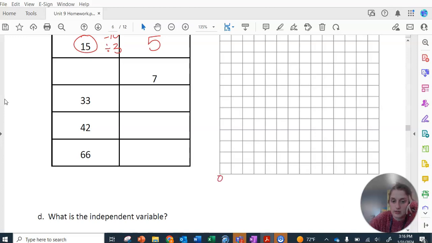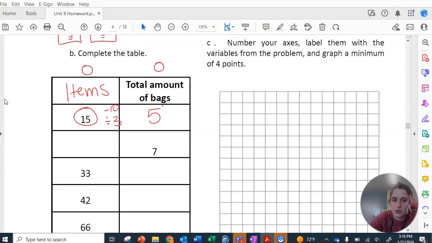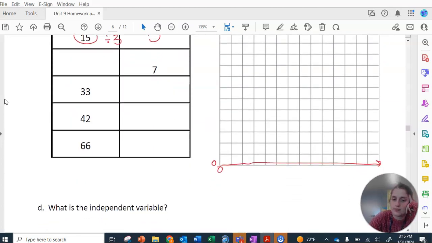We know this is 0, and this is 0. This is 0 what? So choose which word you're going to write. And then choose an interval. You cannot just pick some random numbers to write down. We got to be skip counting by the same number. Since this is items, our independent variable, maybe you want to count by 3s. Because then you can say that matches with 1 bag.